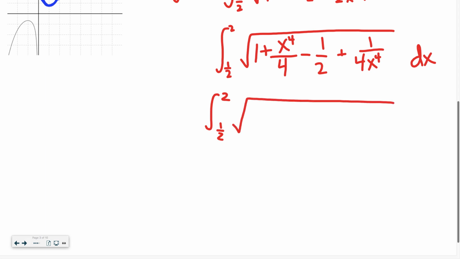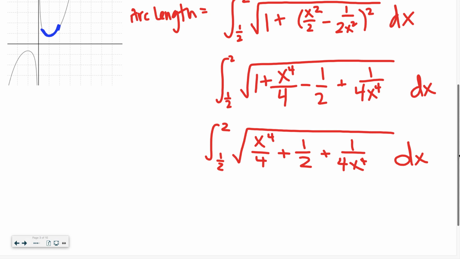Now, I'm going to do this strategically. x to the 4th over 4. 1 minus a half would be plus 1/2, plus 1 over 4x to the 4th. Why did I write it like that? So you could put it into squares. Well, you know how to factor this, and then it's a double chain. Do you believe me? It's a double chain.